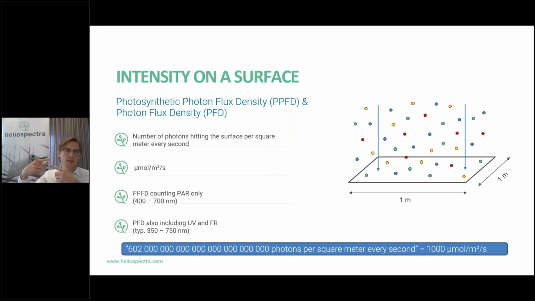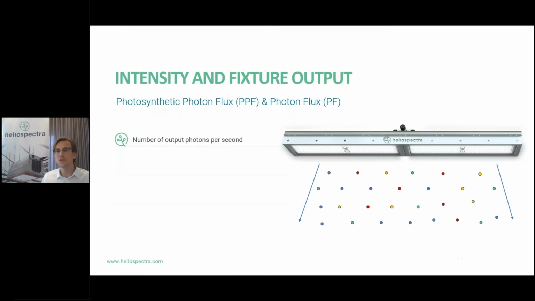But you can switch the perspective a little bit and talk about the light intensity that comes out of a fixture, so the fixture output. And then we see the terms PPF or PF. So we get rid of the D here. We have no area anymore, but we still have a photon flux or a photosynthetic photon flux. We have a flow of photons out of the fixture. That's the PPF, the number of output photons every second. And the unit here is then micromoles per second.